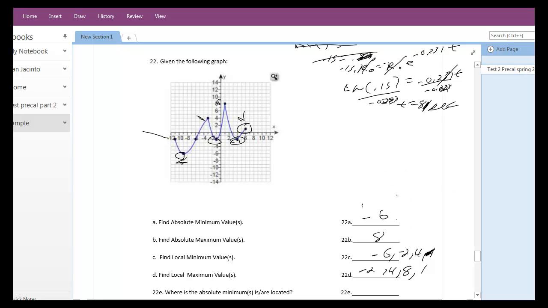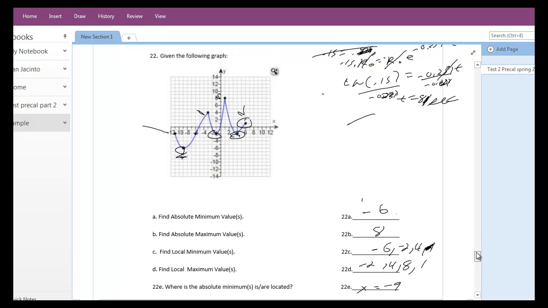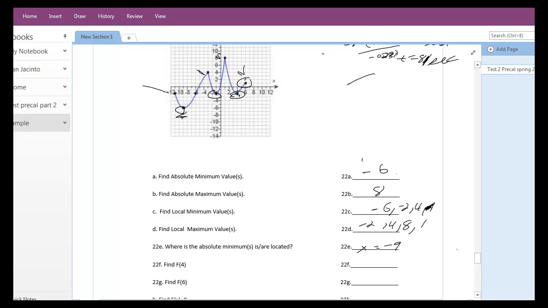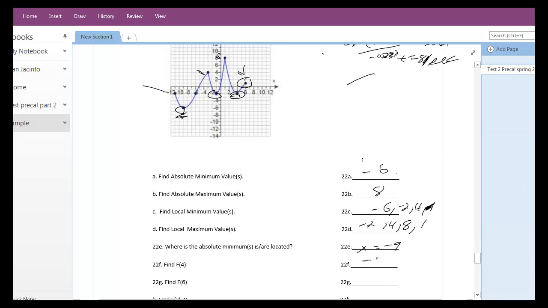Where is the absolute minimum? Well, the absolute minimum occurs at x equals minus 9. Find f of 4. That says my x is 4. What is my y? It is negative 1. Minus 1. Find f of 6. When x is 6, y is 1.